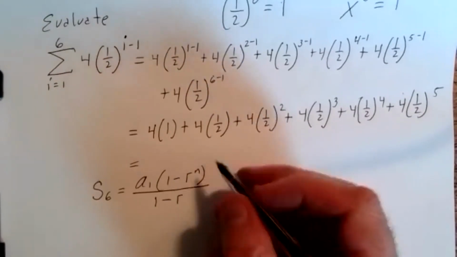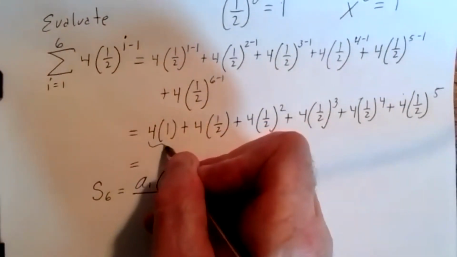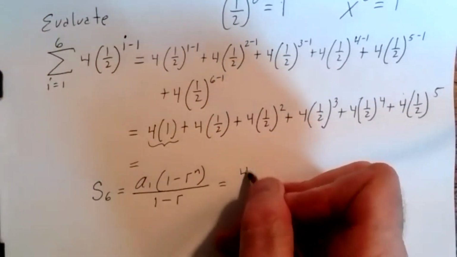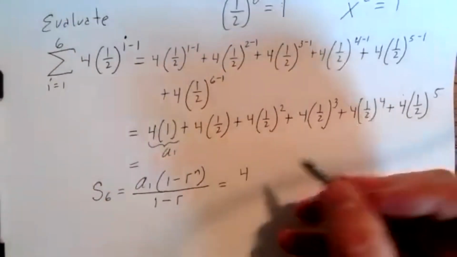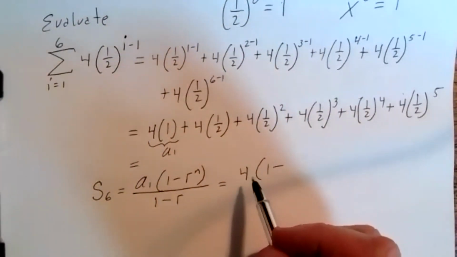To find the sum of the first 6 terms here, we need to know our first term. What is our first term in this sequence? The first term would be 4. That's your a sub 1. 1 minus, what's my common ratio? What do you think the common ratio is, ladies and gentlemen?